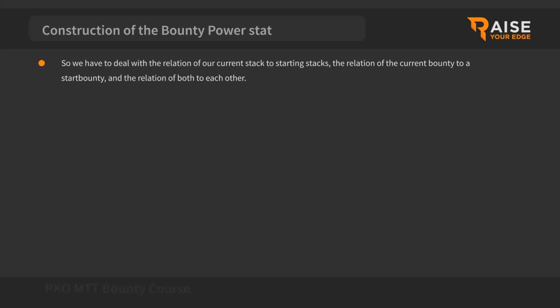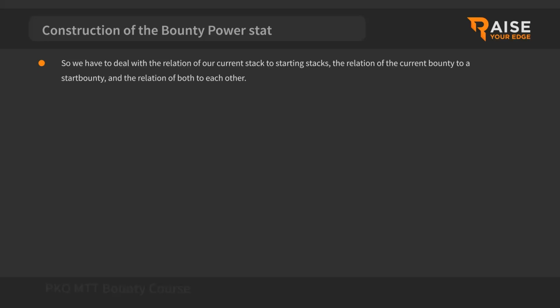So if the bounty compared to the start bounty is pretty big, but the stack to the starting stack relation is very small, then the equity drop is very substantial. So we will need this relation as well, the actual bounty compared to the start bounty at the very start of the tournament. And then we've seen that the relation of both to each other is also very important. So we cannot look at both relations separately. We have to put them together.